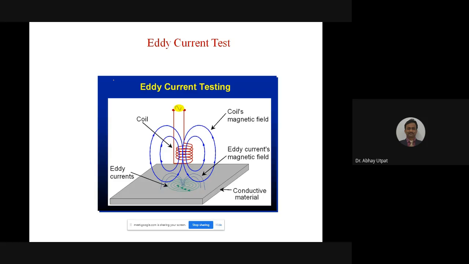So if there is any presence of surface irregularity, you will get different frequency of eddy current. So standard part will give different frequency of eddy current, and defective part or surface irregularity part will give different frequency of eddy current. And hence you can easily sort out the components which you need. So this is all about eddy current test.